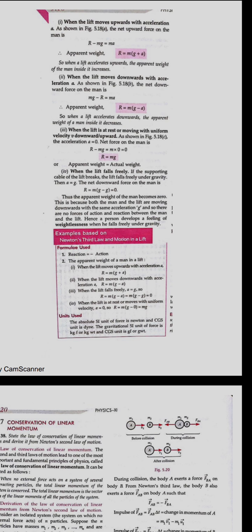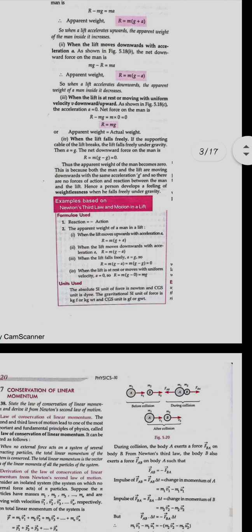And when the lift is at rest, or moving at uniform velocity v, the acceleration is 0, because at rest the velocity is not changing, and if it is moving at uniform velocity, then also the acceleration is not changing. So taking a equals 0, we get that the reaction force will be equal to the weight acting in the downward direction. So apparent weight will be equal to the actual weight itself.